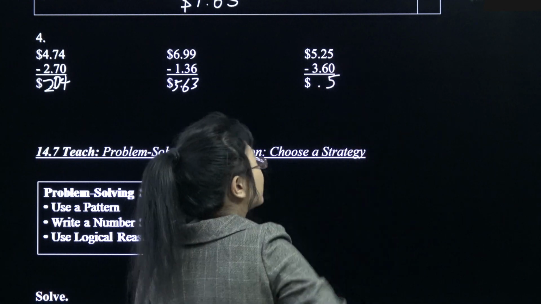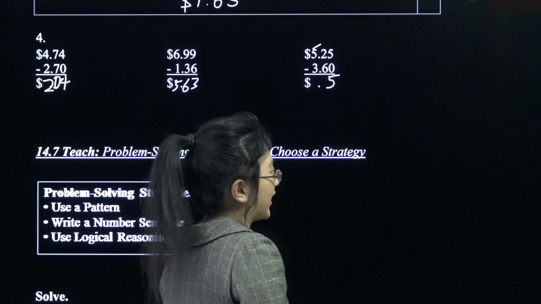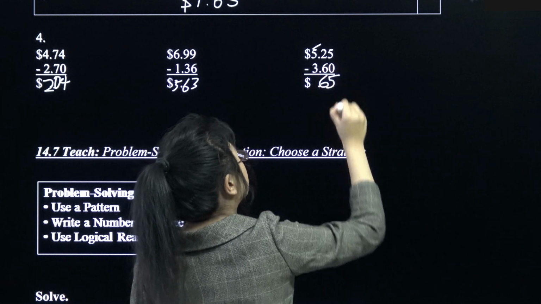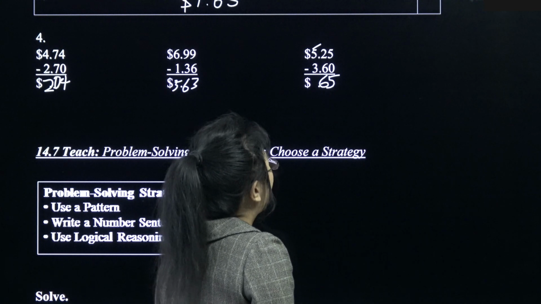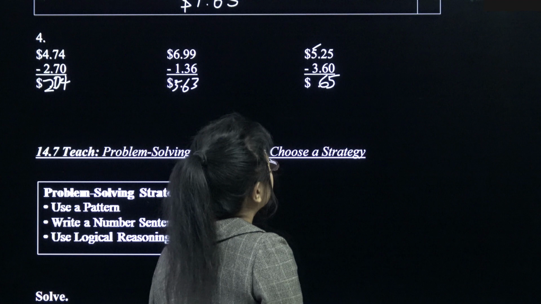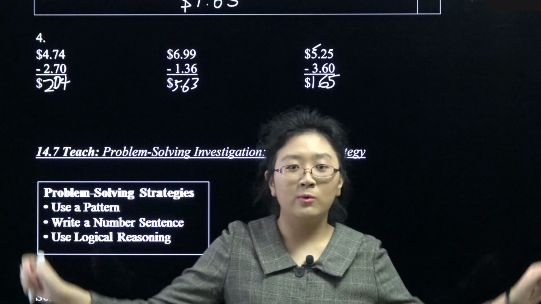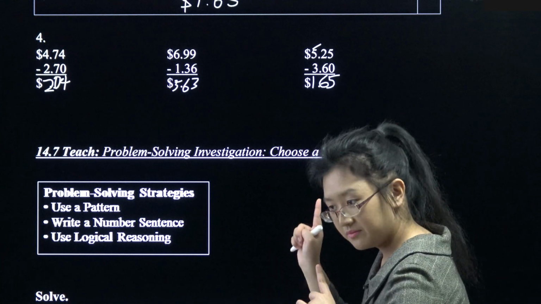2 minus 6 equals, well, that doesn't really work, so we regroup, and we get 12 minus 6 equals 6. And then 5, because we regrouped something out of it, it's 4. 4 minus 3 equals 1. Woo! We're done with that section.